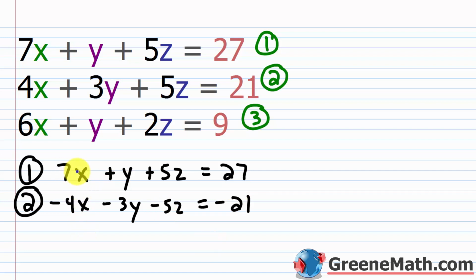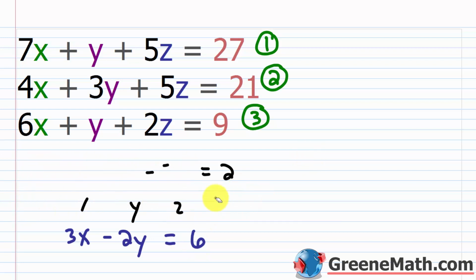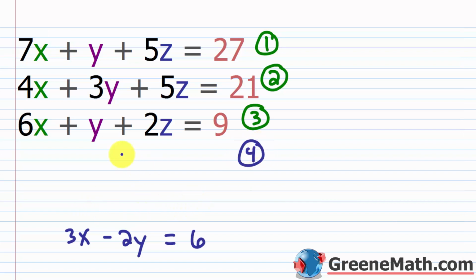So when I sum, 7x plus -4x is going to be 3x. And then y plus -3y would be -2y. We know that the z terms would cancel, and this would be equal to 27 plus -21, or 27 minus 21, which would be 6. So this equation that I've generated, I'm going to call equation 4. Let me erase these two, I don't need this information anymore. I'm just going to write this off to the side and say this is my equation 4. It's going to be 3x minus 2y is equal to 6.